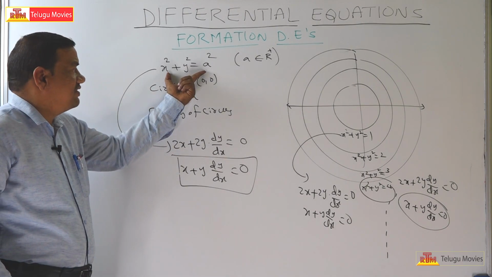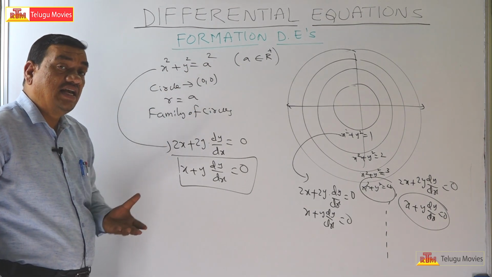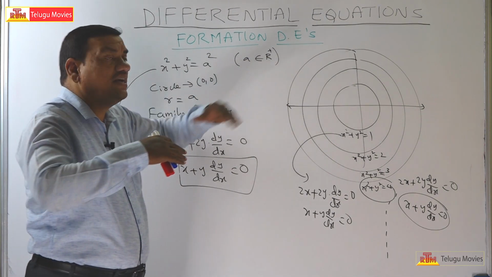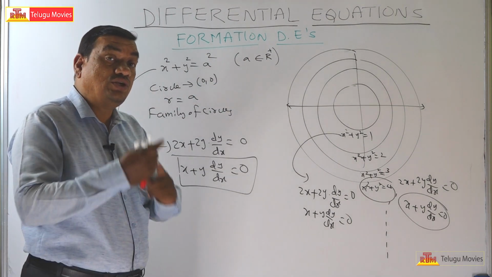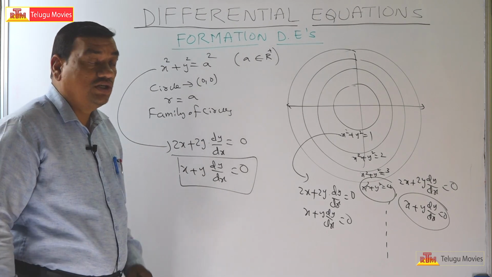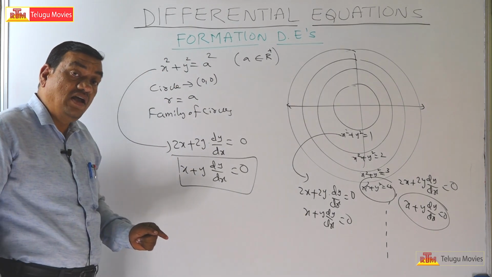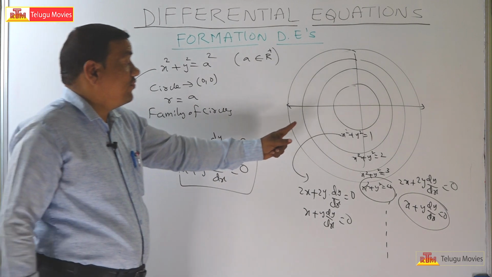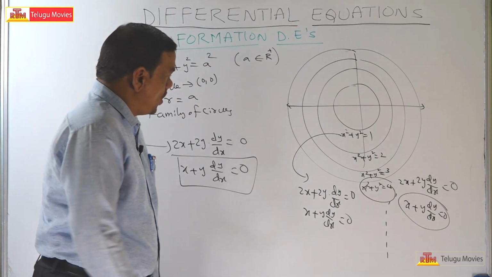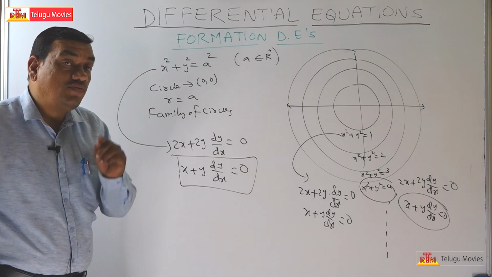That means already this equation is there, but we do not know the value of a, because here a is a variable, it takes an infinite set of values. That is why you have to select another equation which should be the solution of each and every member of the family of those circles.